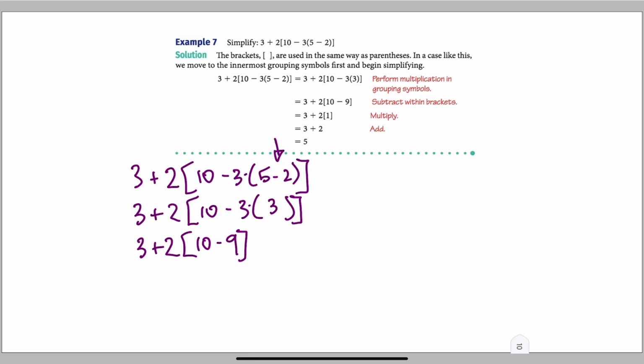Now I'm not done inside brackets. I got to keep going until I'm all done. So 3 plus 2 brackets, 10 minus 9, that's 1. Close bracket. Now, why do I still have those brackets? I did everything inside brackets. I got it down to a 1. Because they're showing me multiplication here. So I've got to do that multiplication first before I do the addition. So 2 times 1 is 2. Now I can add, that's 5.